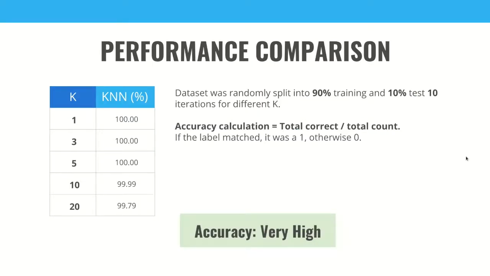The performance of our standard KNN implementation was nearly impeccable. We split the data into 90% training and 10% test and ran 10 iterations for each value of k, here 1, 3, 5, 10, and 20. Essentially, it was 100% accurate in predicting every stage of Parkinson's.